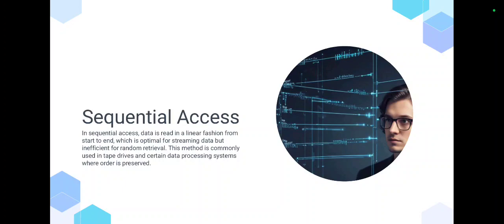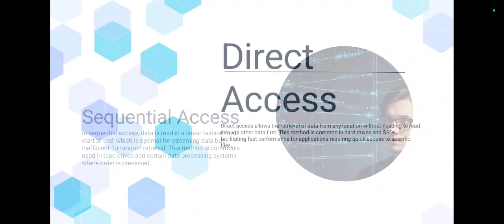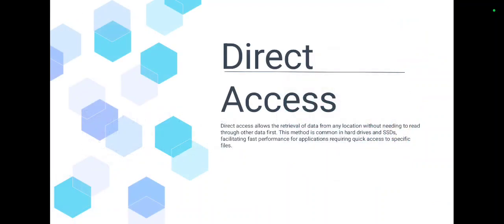In sequential access, data is read in a linear fashion from start to end. It is optimal for streaming data but inefficient for random retrieval. This method is commonly used in tape drives and certain data processing systems where order is preserved. In direct access, it allows the retrieval of data from any location without needing to read through other data first. This method is common in hard drives and SSDs, facilitating fast performance for applications requiring quick access to specific files.